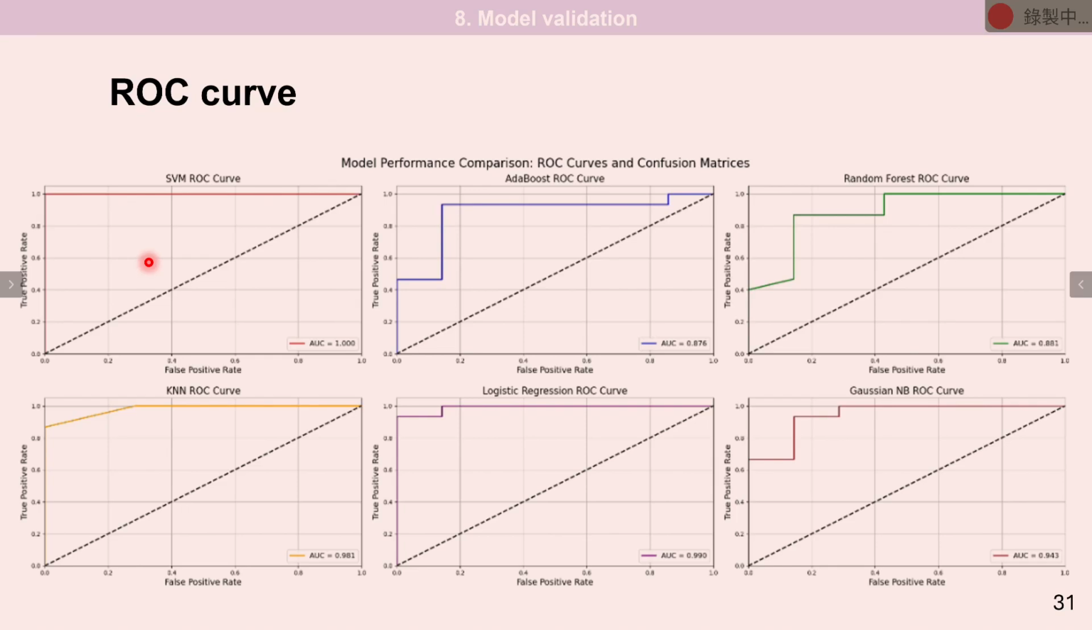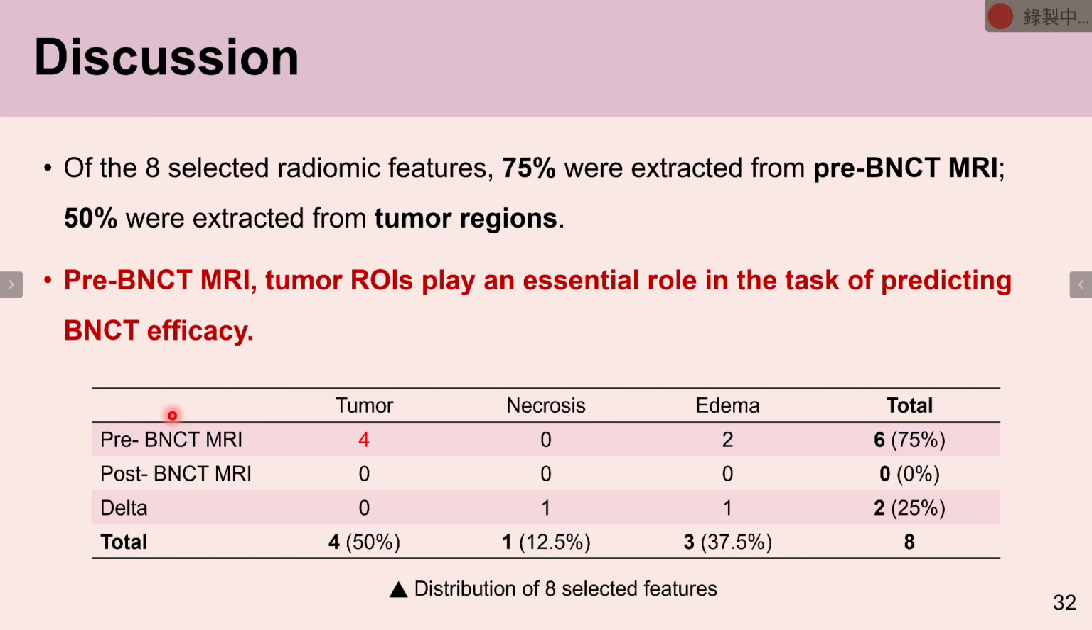And now I want to discuss the distribution of the 8 selected radiomic features. If we look into the distribution of the selected features, we can see 75% were extracted from pre-BNCT MRI, and 50% were extracted from tumor regions. So we can assume that pre-BNCT MRI, especially for tumor regions, may play an essential role in the task of predicting BNCT treatment response.